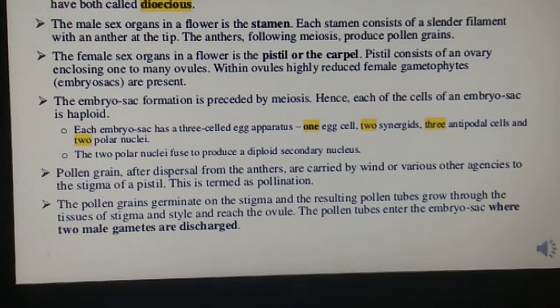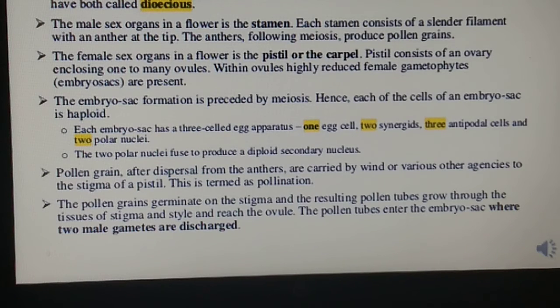Now the male sex organ in a flower is the stamen. You all are aware about the stamen, students. It is the male sex organ, and this stamen consists of a slender filament with an anther at the tip. And students, these are the anthers in which meiosis takes place, which is a reductional division, and it gives rise to the pollen grains. Fine. So it further produces pollen grains. This was all about the male sex organ.